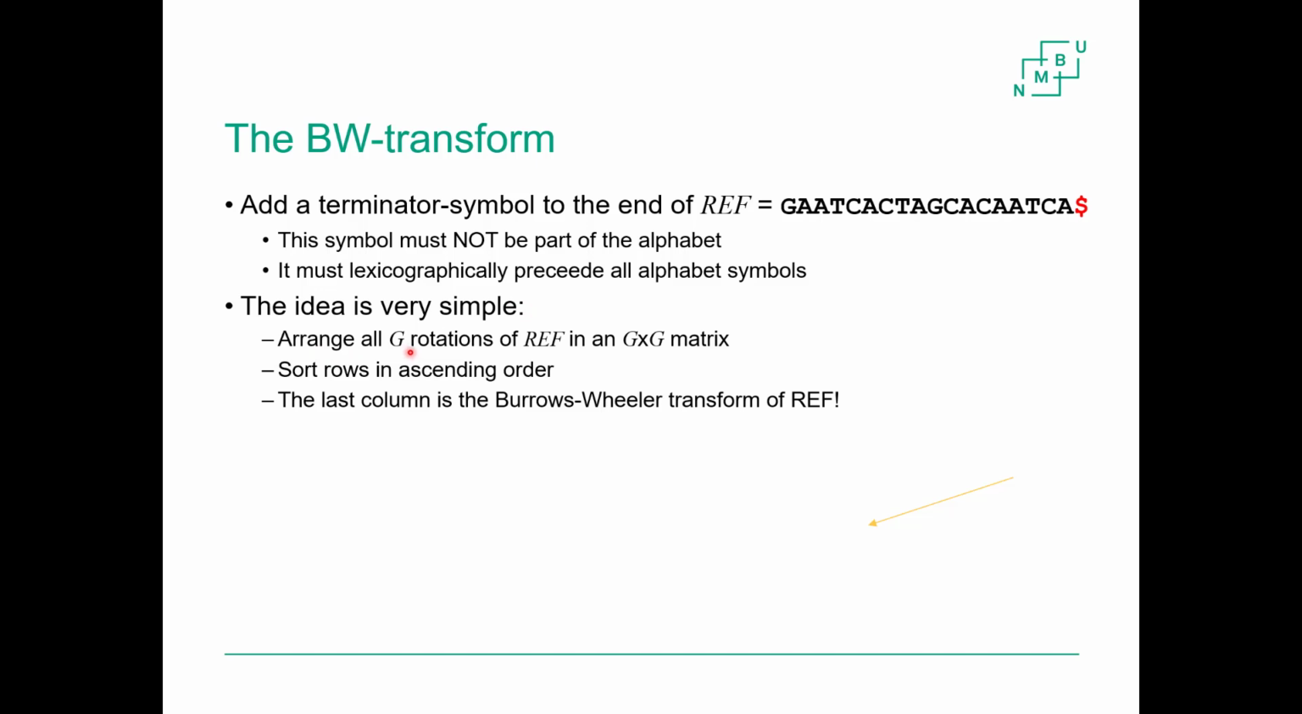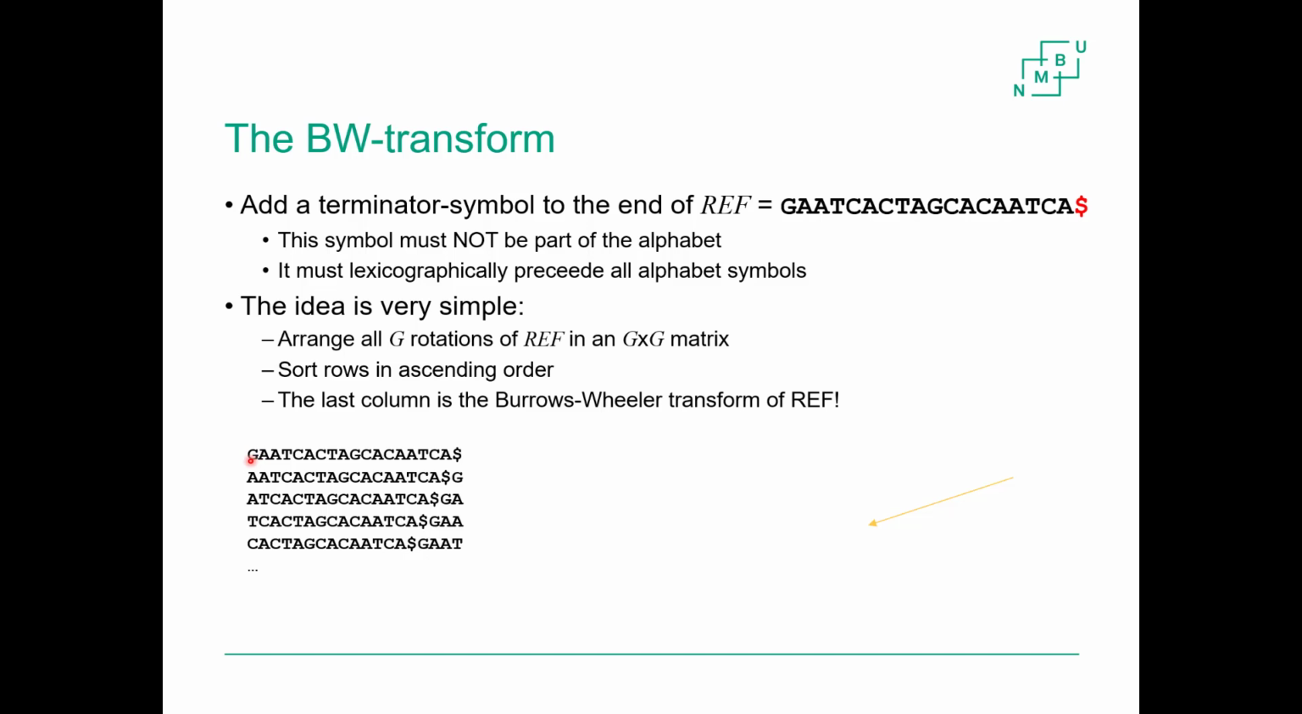Arrange all the rotations of the reference into a G times G matrix. Sort all rows in ascending order. That means alphabetical order here. The last column you then have is the Burrows-Wheeler transform of the reference. So what is actually first here? Arrange all rotations. What is meant by this?